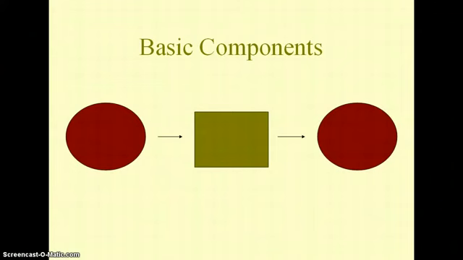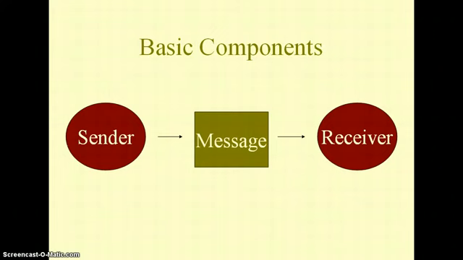It's a fairly simple, basic component process. You have the sender, one who uses verbal and nonverbal means to initiate communication. They have a message, the verbal or nonverbal expression of a sender's purpose, and there's a receiver, the target of the sender's communication. They can be a listener, an observer, or both.